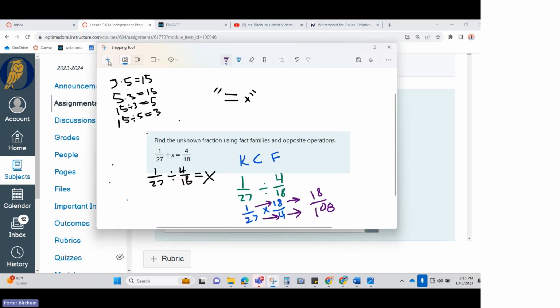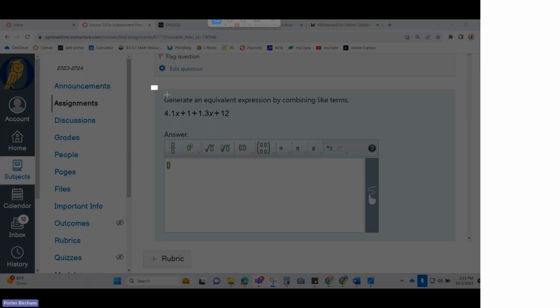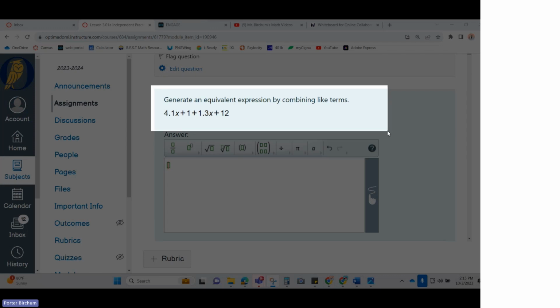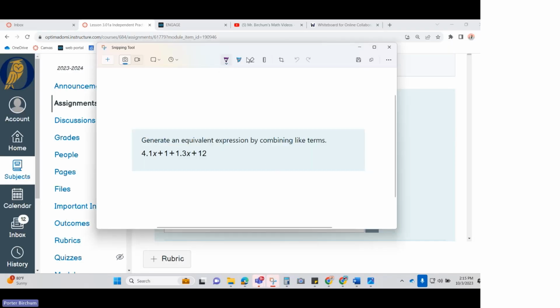I'm going to take a snip of this with my snipping tool so I can draw, so you can see my work that I show. Now, on your homework, the numbers are going to be different, but the questions are going to be very similar, right? Numbers will be different, but questions will be very similar. Pluses will all be in the same spot.